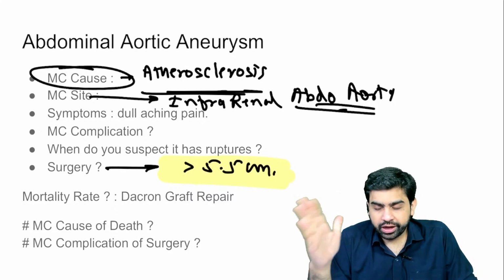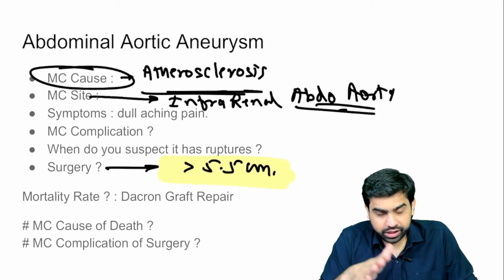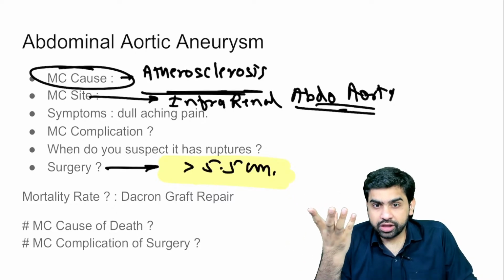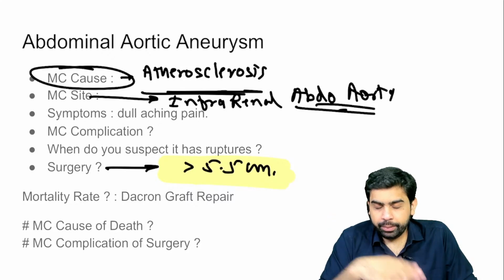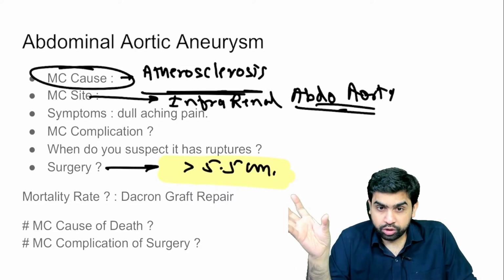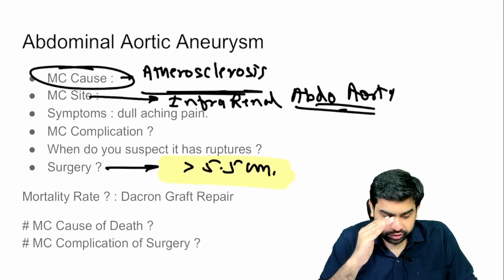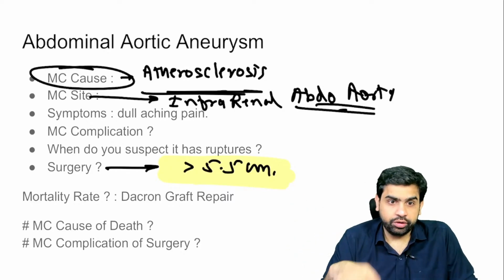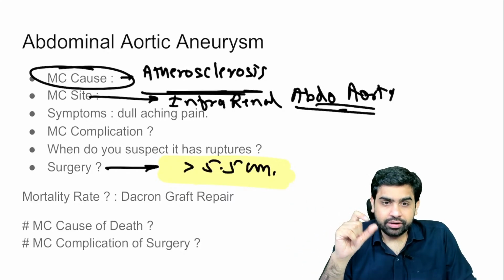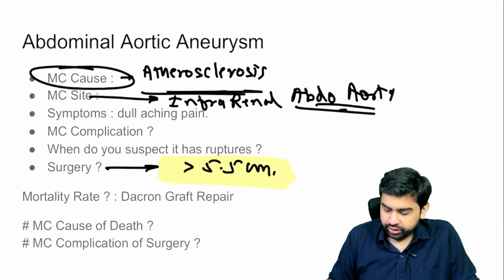If the size of the abdominal aortic aneurysm is less than 5.5 centimeters, the chance that it's going to rupture is very, very less. But beyond this point, the chances of rupture are very high, and that is why you have to operate, right? That's what you need to understand.